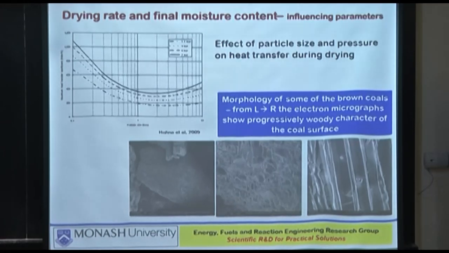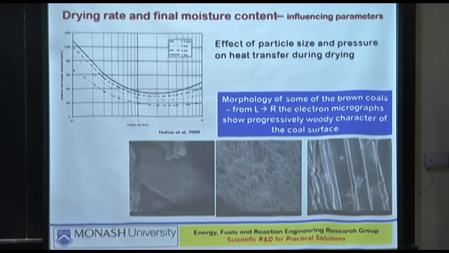Inside that structure is impervious to the drying medium completely. It has other challenges for combustion units, particularly fluidized beds, and also gasifiers, and I will bring up these figures, this micrograph, again later on.